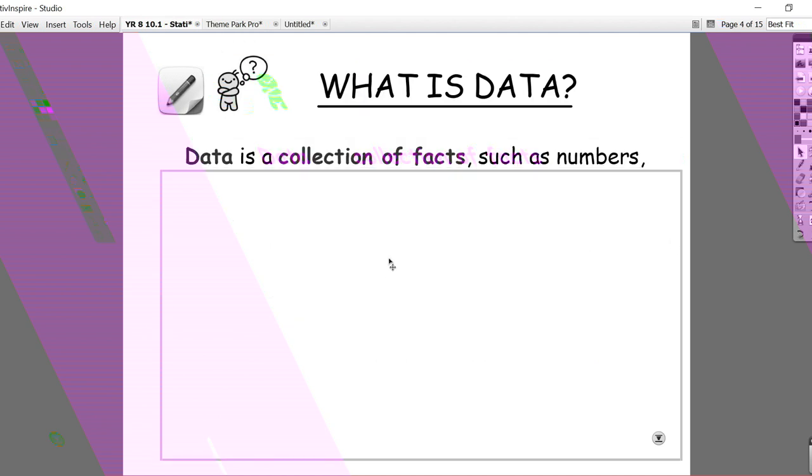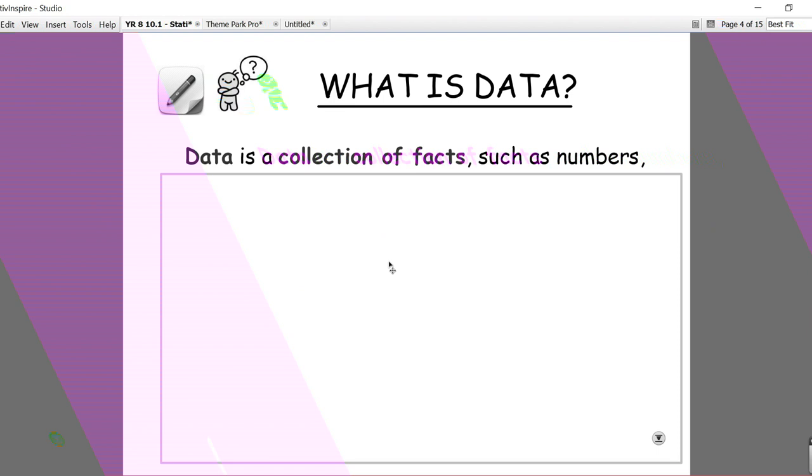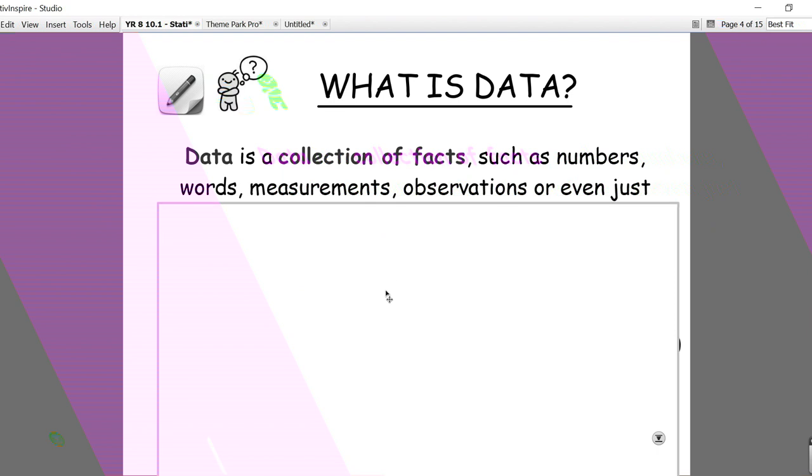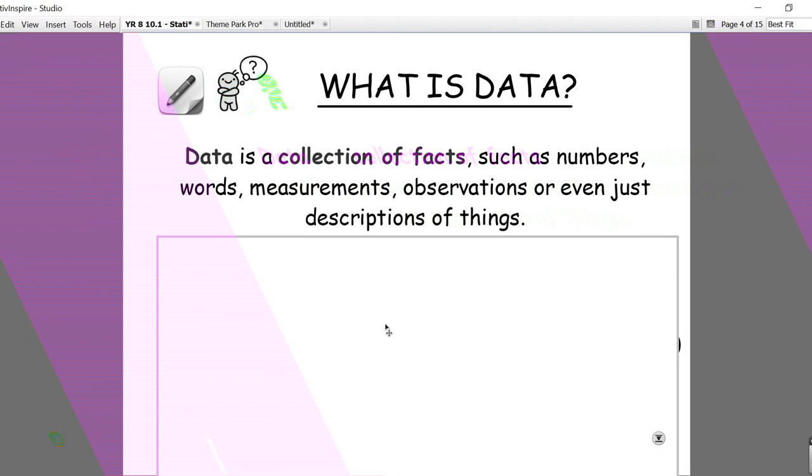So this is just a branch of mathematics. What is data? Data is a collection of facts, such as numbers, words, measurements, observations, or even just descriptions of things. So we collect the facts in numerical or in word format.